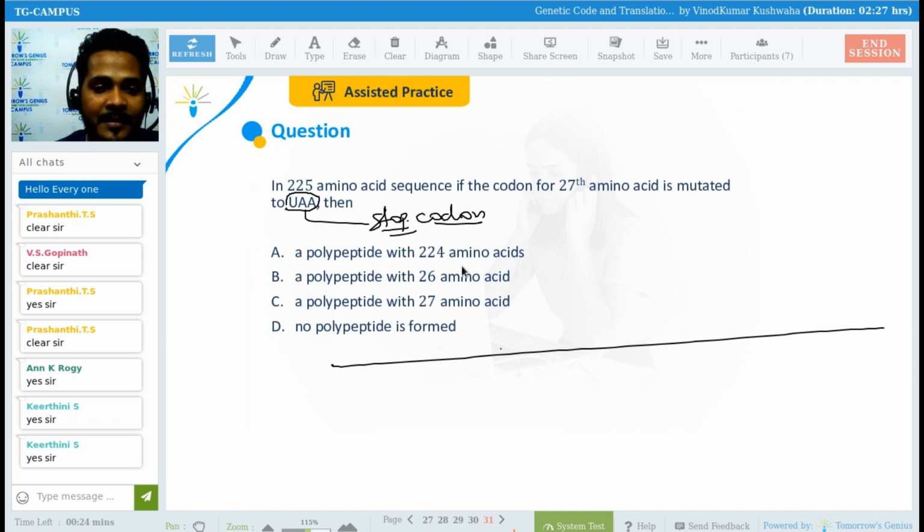Right? It is 26 amino acids, because the 27th position is the stop codon. If there is a stop codon, it is going to dissociate at that 26 position. So the total polypeptide has 26 amino acids. So that's why B is the right answer.